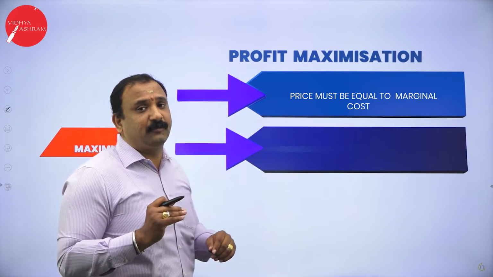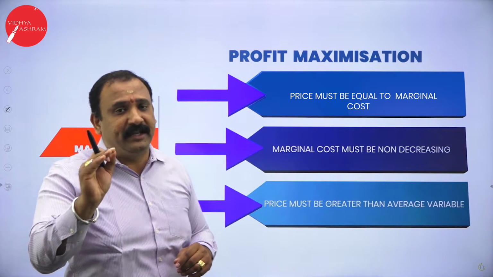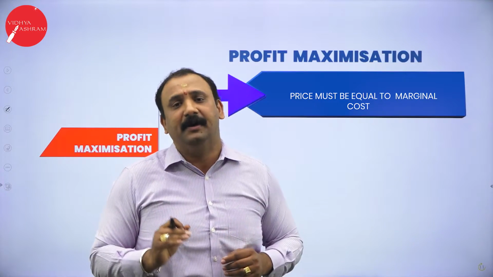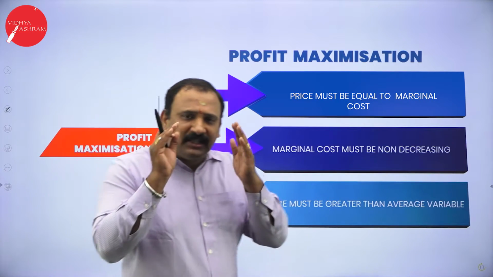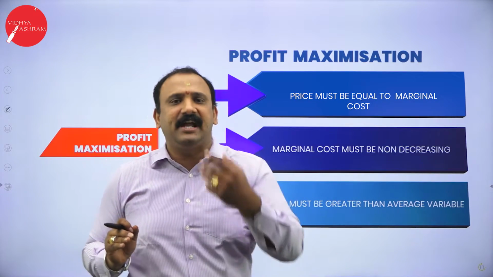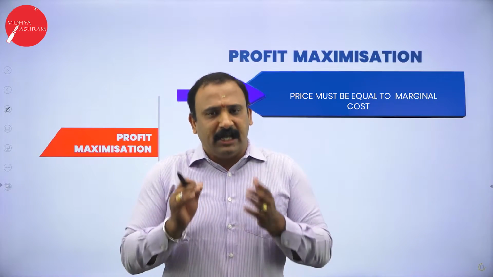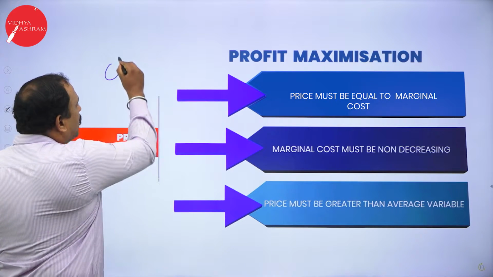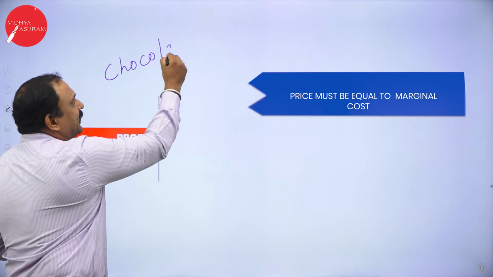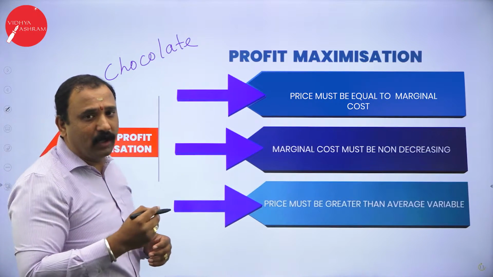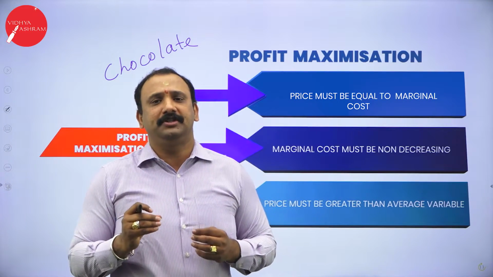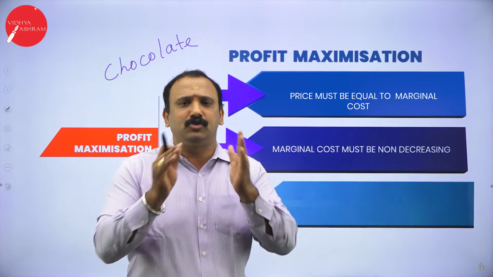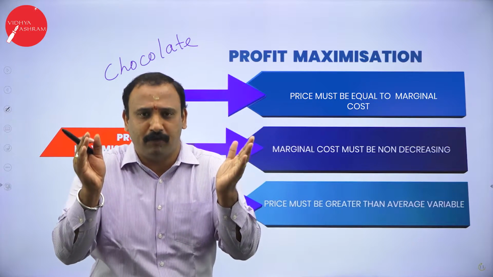The next factor that we need to discuss is that price must be greater than the average variable cost, or the average variable factor. Why is this important? Let's try to understand this with a simple example. If you are going to manufacture a chocolate, the chocolate will have all kinds of factors to be taken into account. It will have manufacturing cost, packaging cost, labor cost, branding cost, labeling cost. So many factors come into the manufacture of a chocolate.